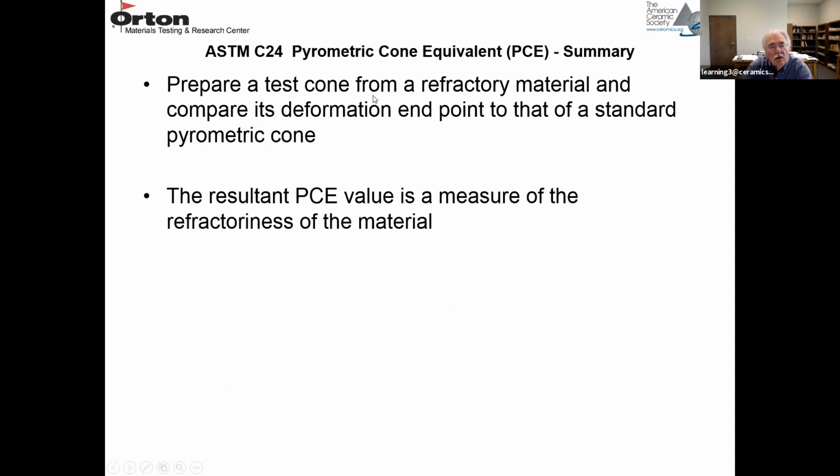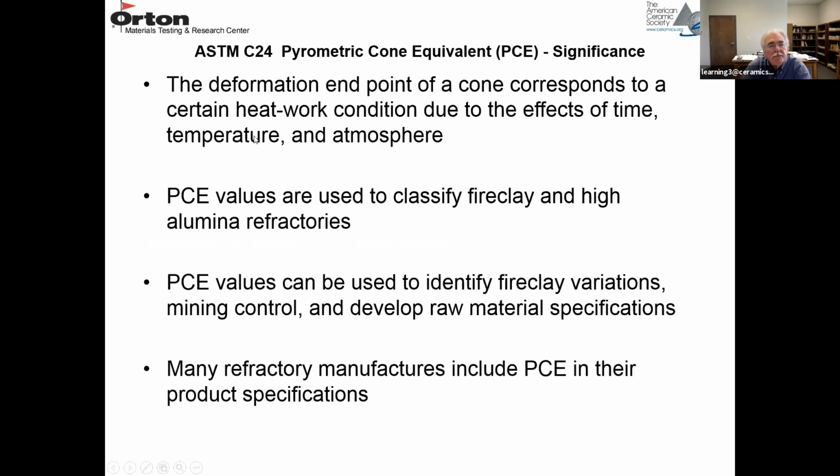So you make a test cone from a refractory material and compare its deformation endpoint to that of a standard cone. The resultant PCE value is a measure of the use temperature or the refractoriness of the material. So the higher the PCE value, the higher the melting range. It's important because the deformation endpoint of a cone corresponds to a combination of temperature and work, or heat and work, and that includes the effects of time, temperature, and perhaps the atmosphere.